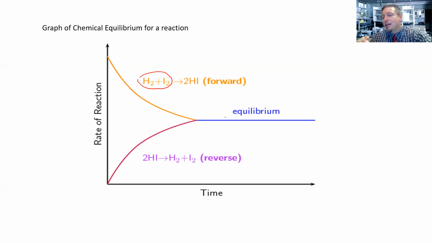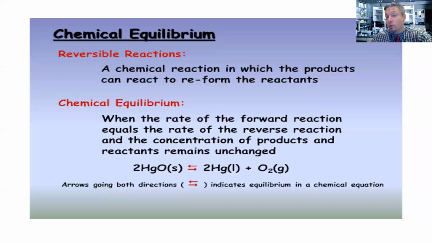That straight line does not mean it is static. It is not static. It is dynamic. It is moving in the forward and the reverse direction. So it is in what we call a state of equilibrium, and this is what a graph at equilibrium would look like. So chemical equilibrium, so reversible reactions, a chemical reaction in which the products can react and reform into products and reactants. It goes back and forth, and that's why we have that arrow that goes both ways, like so. That's what that means.